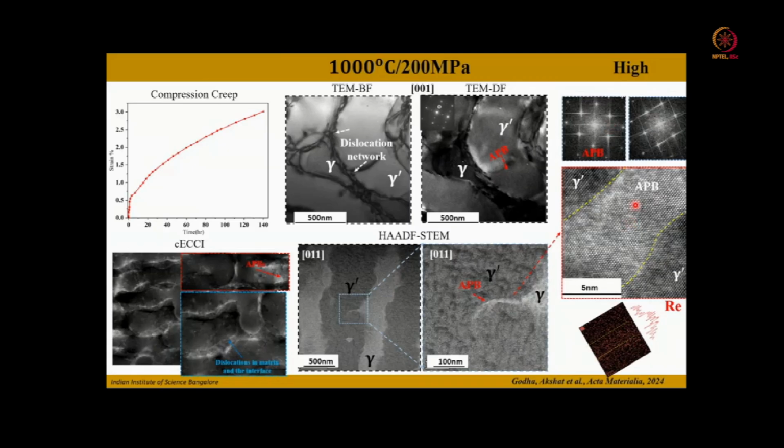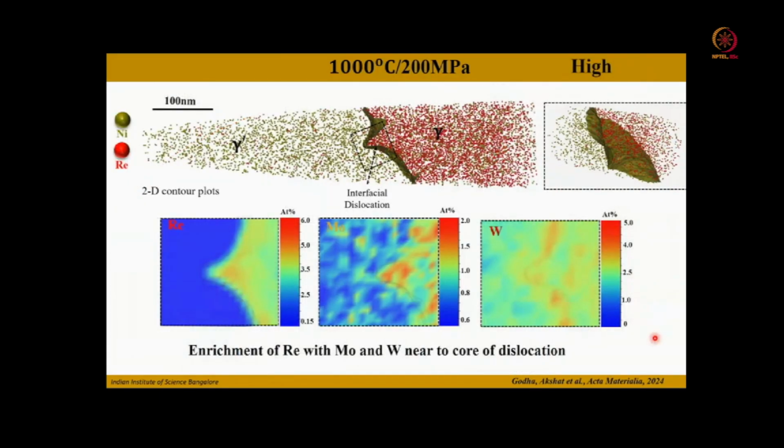If you take high resolution microscopy, these antiphase boundaries are actually a disordered gamma phase structure. The FFT is shown from the APB and gamma prime, and you can easily see that these are disordered structures. If you take a composition profile in TEM, you can see a slight enrichment of rhenium along these antiphase boundaries. So what Akshat did is he performed tomography at the interfaces, and located interface grooves which correspond to the interfacial dislocations. If you take the composition profile across these grooves, you can see an enrichment of rhenium, molybdenum, and also tungsten at the interface.